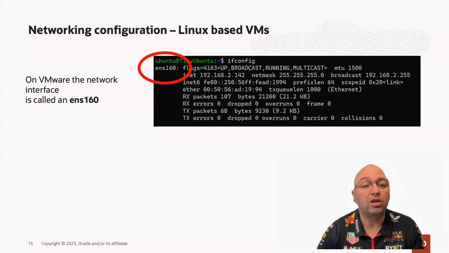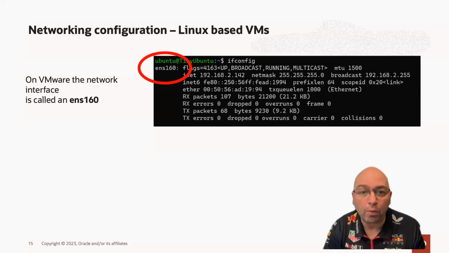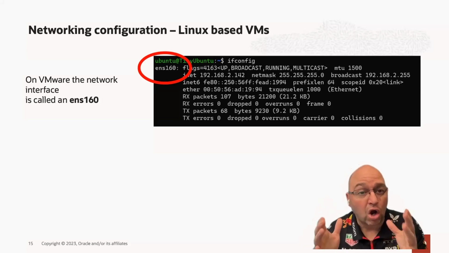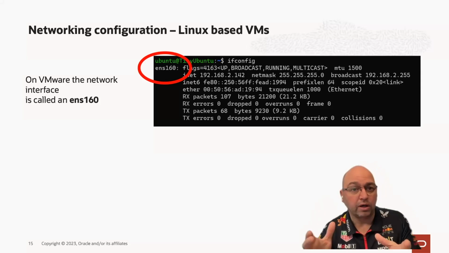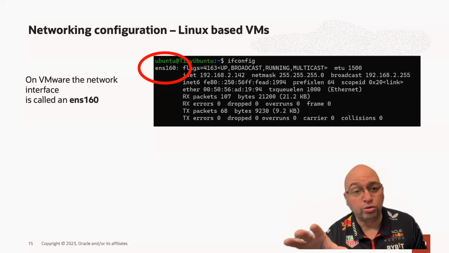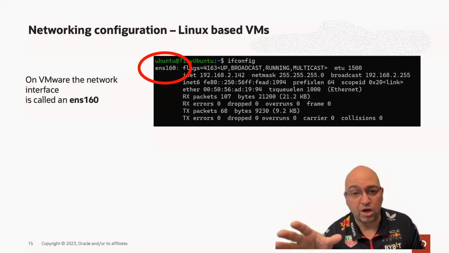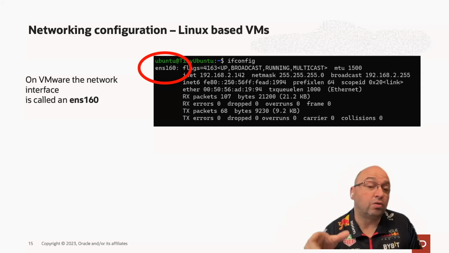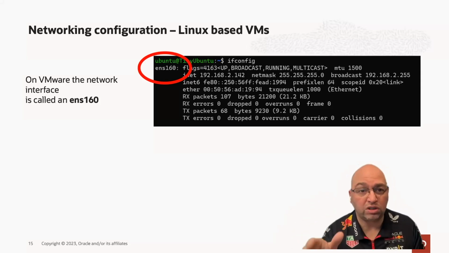But most Linux operating systems have their networking configured based on the specific hardware driver of the networking card. So, for instance, this is a screenshot of an Ubuntu virtual machine, but you'll see the same in many other Linux flavors, that my network card here is configured to something called an ens160.